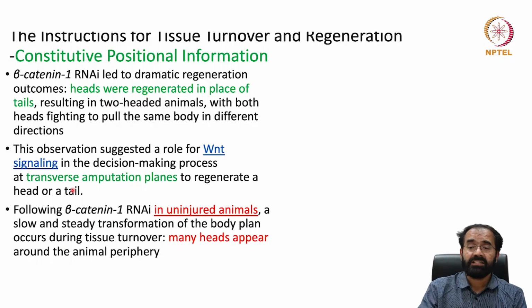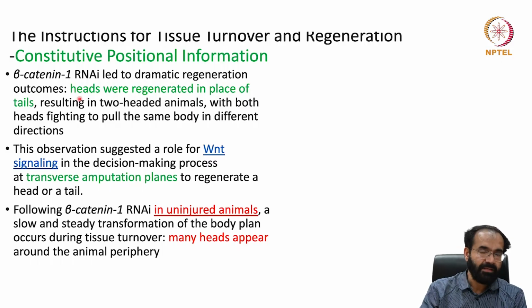The instructions for tissue turnover and regeneration, how it's working. Tissue turnover is one thing where it has to constantly supply new cells. Constitutive positional information. Positional information is very important. Constitutive means at any given time this information knows, yes, this area is for eye, this area is for neuron, this area is for brain, this area is for pharynx, like that.